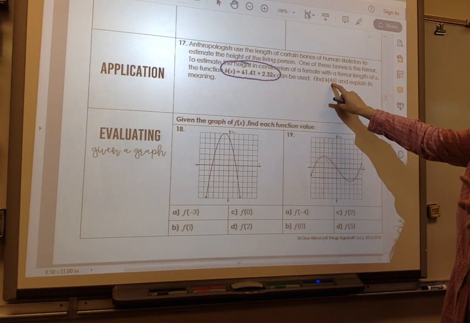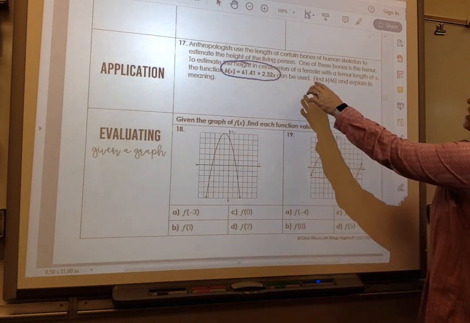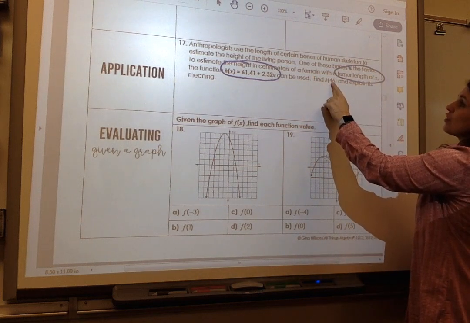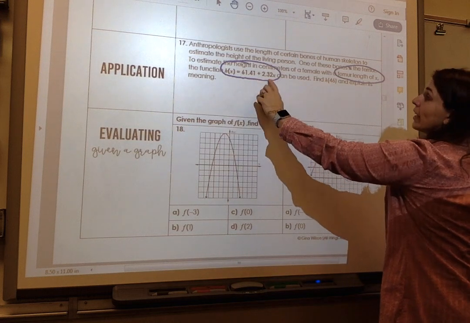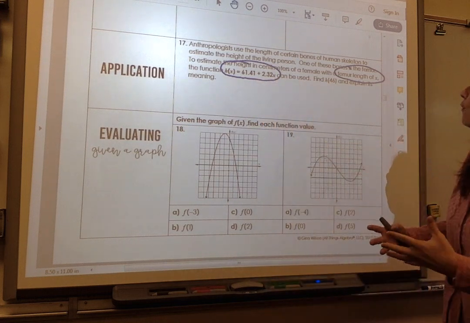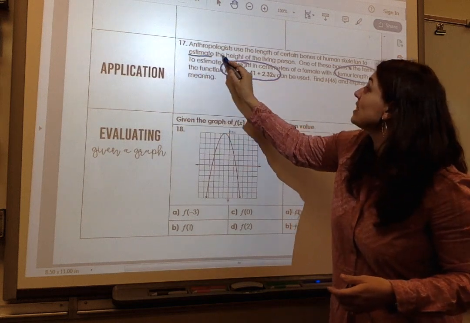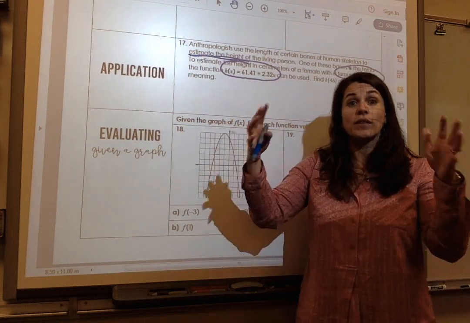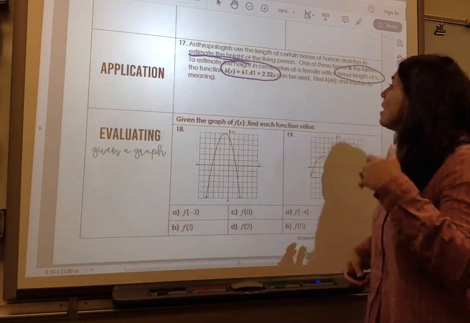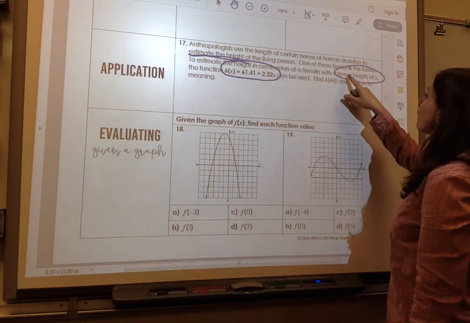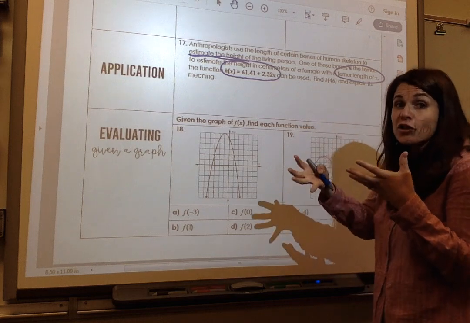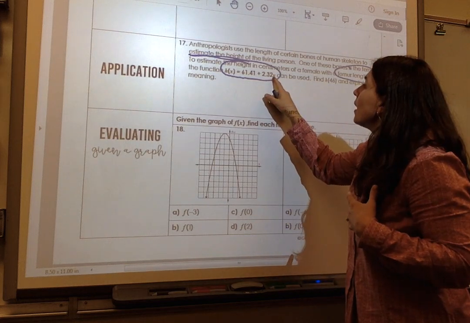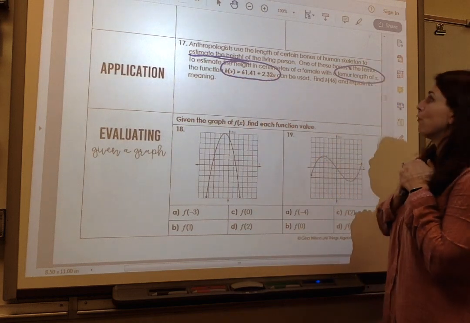So what does this 46 mean? Well, x is saying a female with a femur length of x. So 46 stands for the femur length, and it's going to be used to estimate the height of the living person. How cool is that? All these anthropologists digging up bones have found this equation: if you find the femur length, you can quantitatively measure it, use this formula, and it's going to spit out a height for me.